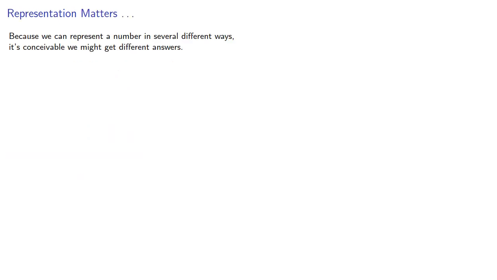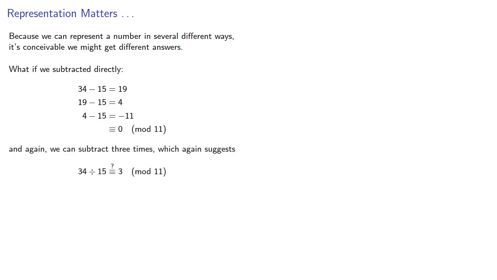However, there is one thing we have to worry about. Because we can represent numbers in several different ways, it's conceivable we might get different answers. So what if we subtracted directly? 34 minus 15 is 19. Minus 15 again is 4. Minus 15 again is negative 11, which is congruent to 0 mod 11. And again, we can subtract 3 times, which again suggests the quotient might be 3.